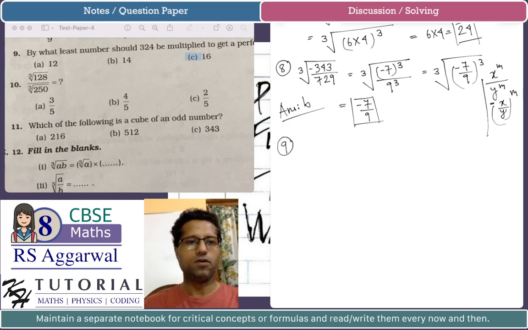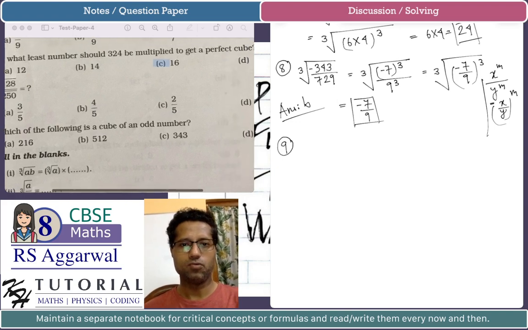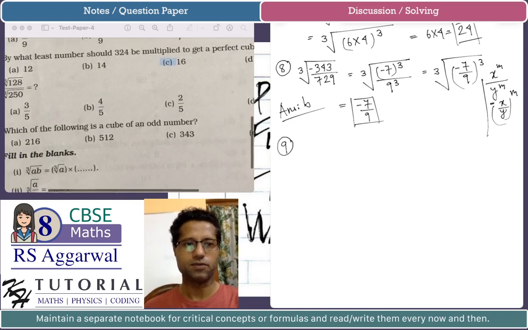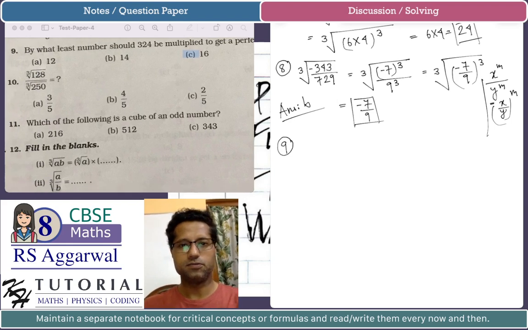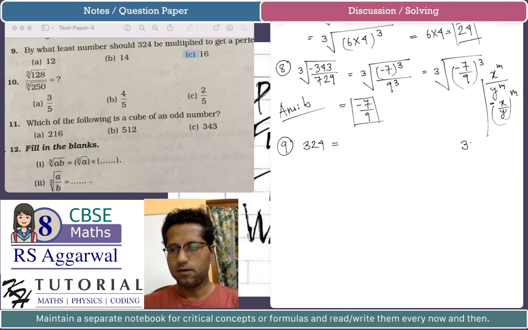It is saying, by what least number should 324 be multiplied to get a perfect cube. This is a standard question. Okay, so the number is 324, and definitely we have to find the complete prime factorization. So let's find the prime factorization of the number 324.